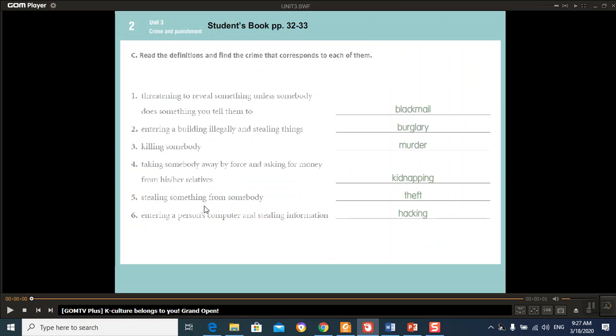And these words with definition: blackmail, ابتزاز, burglary, سرقة المنازل, murder, جريمة, kidnapping, خطف, theft, سرقة, hacking, that we know about hacking, that you go and enter information and steal these information to take advantage of these information.